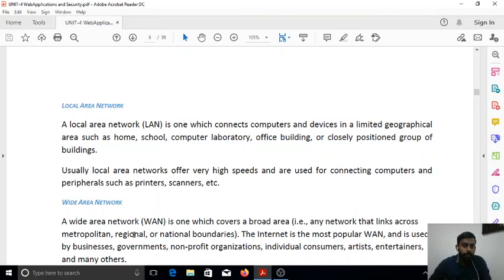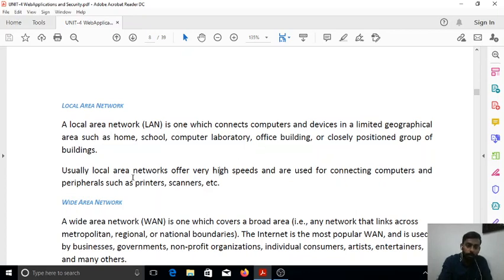The first one is local area network. What is a local area network? A locally situated network. A local area network is one which connects computers and devices in a limited geographic area. That's a key point. Limited geographic area, such as home, school, computer laboratory, office building, or a closely positioned group of buildings. It connects computers and devices, not only computers. It offers very high speed and is used for connecting computers and peripherals such as printers and scanners.